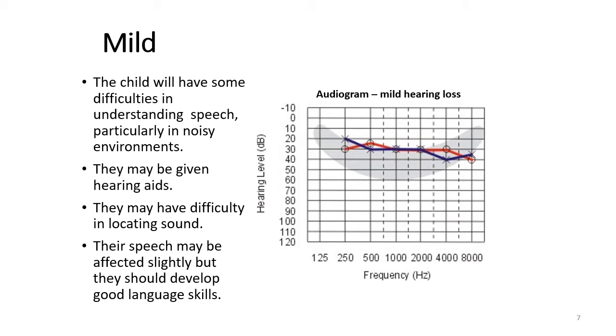Children with a mild hearing loss will still hear speech, but they will miss the quieter sounds, especially when they're in noisy situations. They may find it difficult to locate where sounds are coming from. Their speech may be slightly affected because they don't hear all sounds clearly, but they should develop good language skills. They may be given hearing aids to boost up the quieter sounds which they are missing.